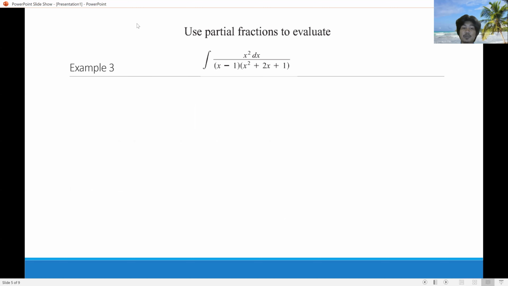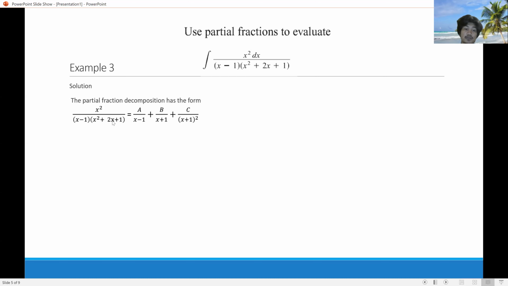Here, example number 3. Use partial fractions to evaluate the integral of x squared dx over (x minus 1) times (x squared plus 2x plus 1). Here, the partial fraction can decompose into the form x squared over (x minus 1)(x squared plus 2x plus 1) is equal to A over x minus 1 plus B over x plus 1 plus C over (x plus 1) squared.